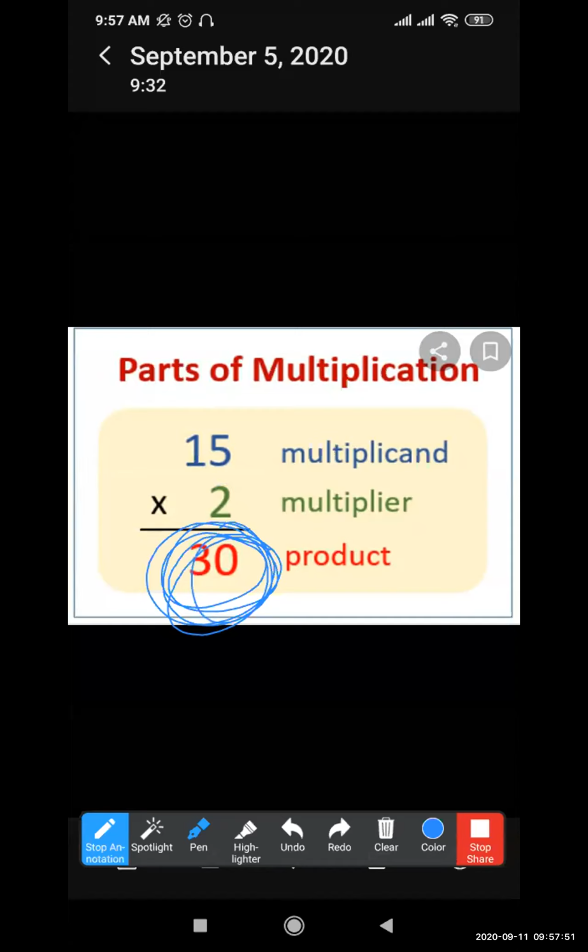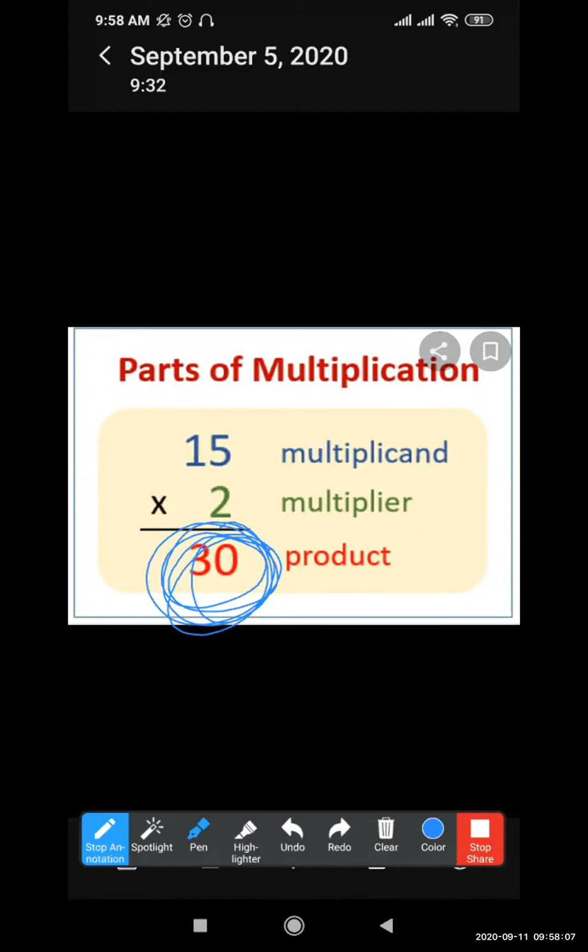It's a request to all of you, children. Please be attentive on your main screen. Don't answer through the chat box until and unless I ask you. Now your entire focus should be on your main screen. Parts of multiplication: multiplicand, multiplier, and product. These are the three parts of multiplication.